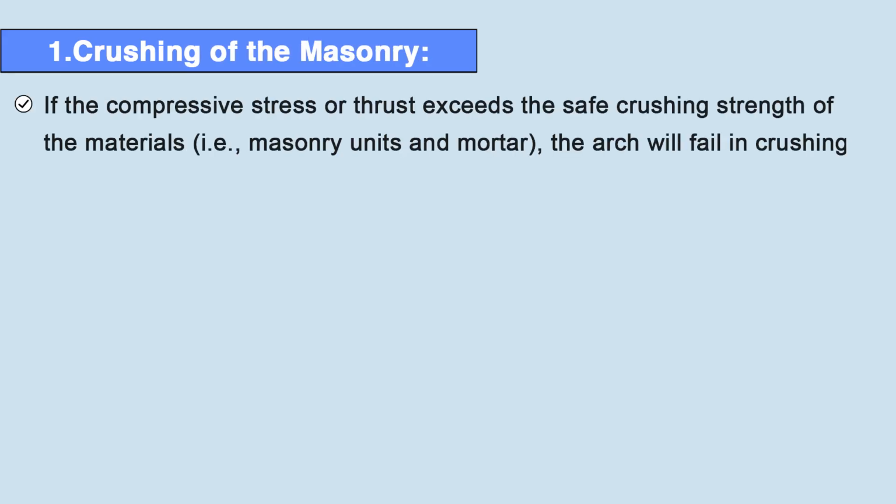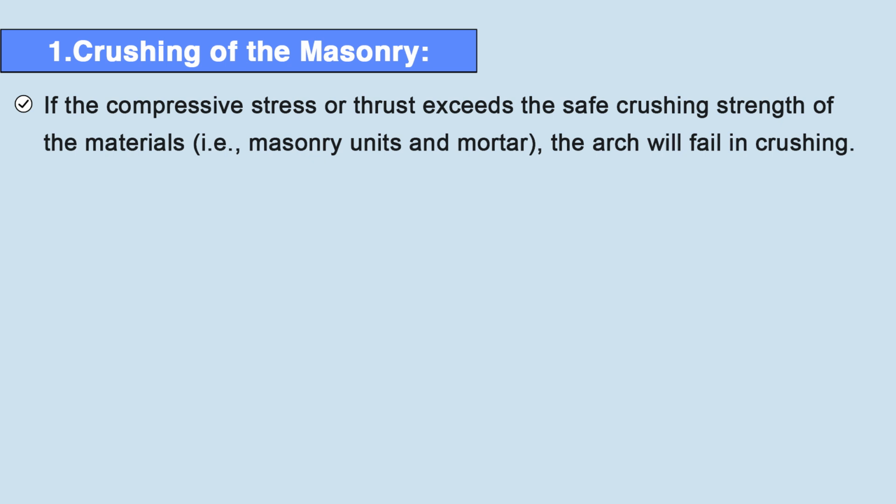An arch may fail due to several reasons. We are going to discuss those reasons. First reason is crushing of the masonry. If the compressive stress or thrust exceeds the safe crushing strength of the material, the arch will fail in crushing. What are the materials used in an arch? It is masonry units and mortars.